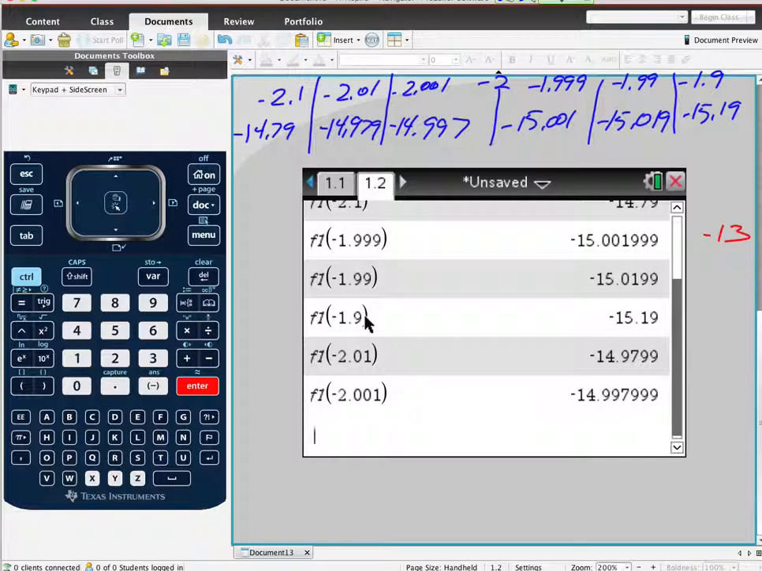Alright, so now we have those values in there. Do we want to adjust our estimate of the limit?